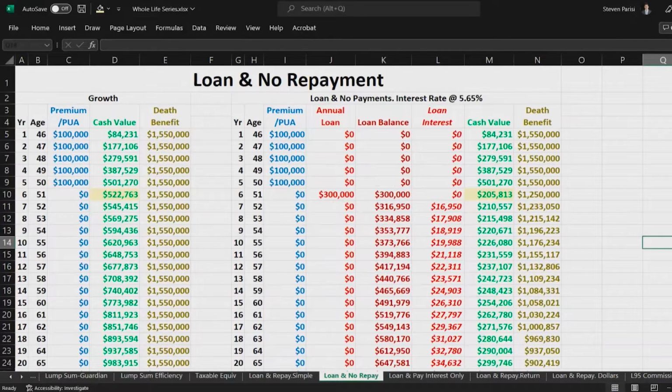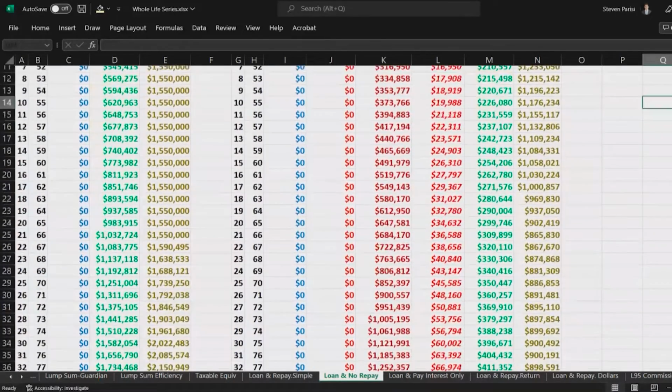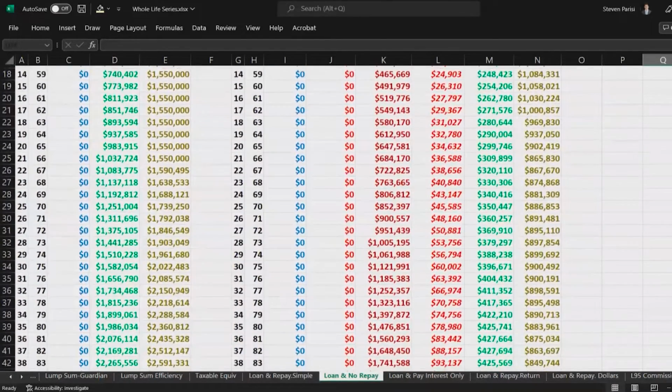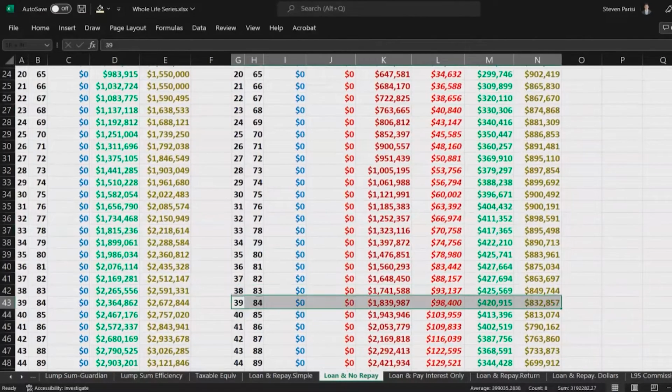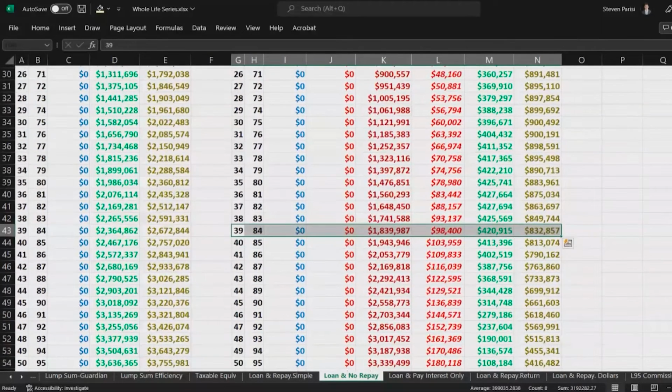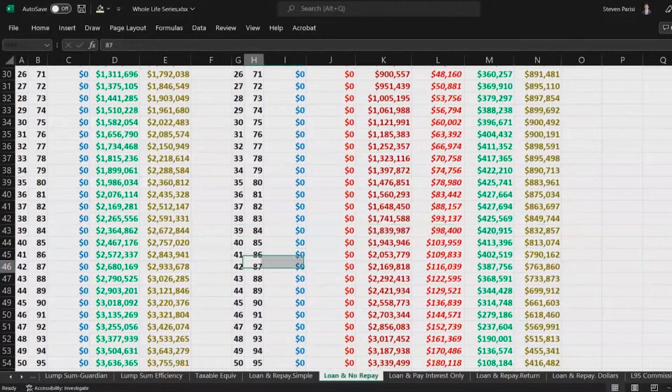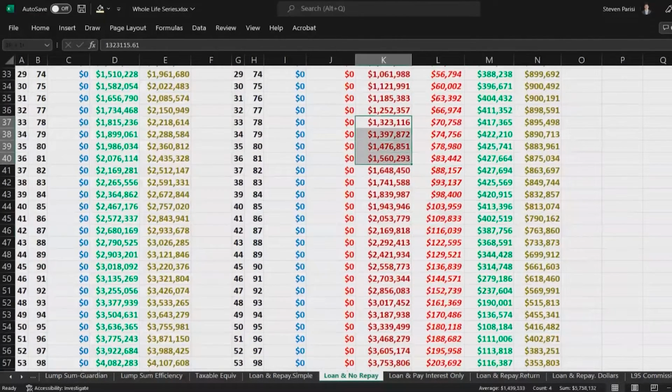What happens when I scroll down? Cash value continues to increase, but what happens down here? Now I'm getting close to mortality or to death here, but what do you notice about the value? Cash value begins to decline. Why is that? Well, that loan balance is getting large here.